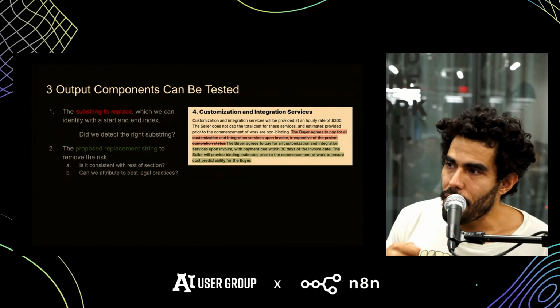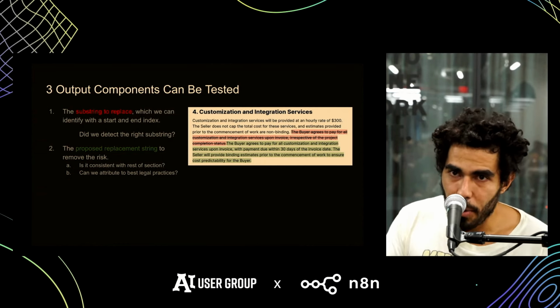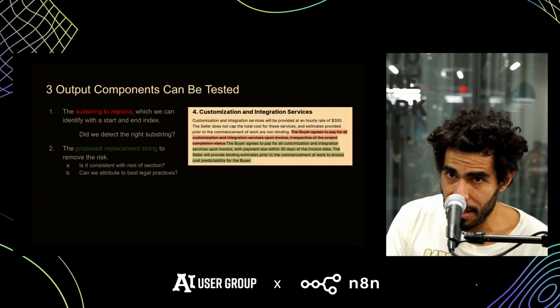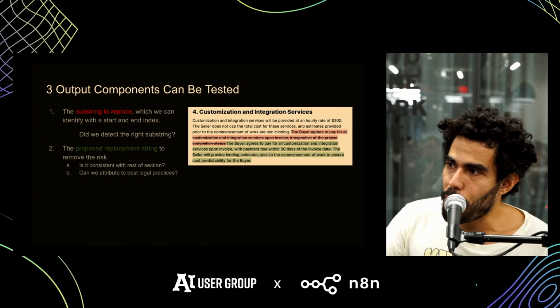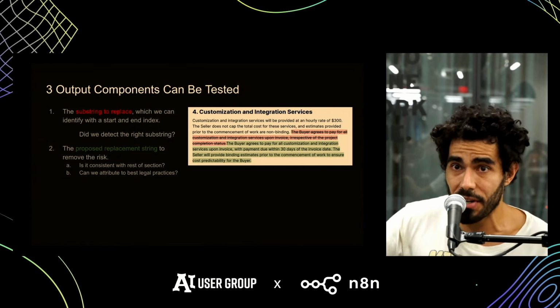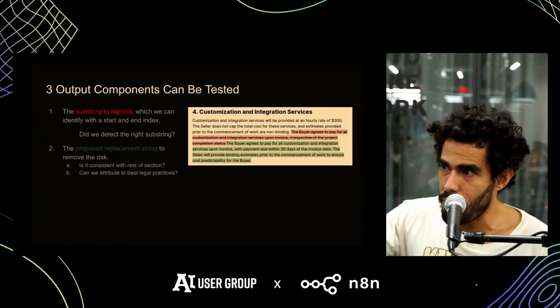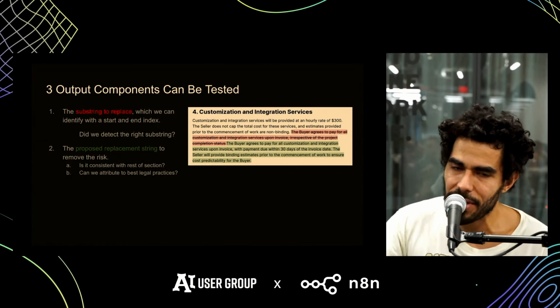So when we are going through a test contract, we want to make sure that we can attribute the change that we're proposing to one of these best practices that's in our database. And this is how we broke down this complicated question of how do you measure if a proposed clause in a contract is good into measurable objectives. And then we'll get to how we actually measure them.